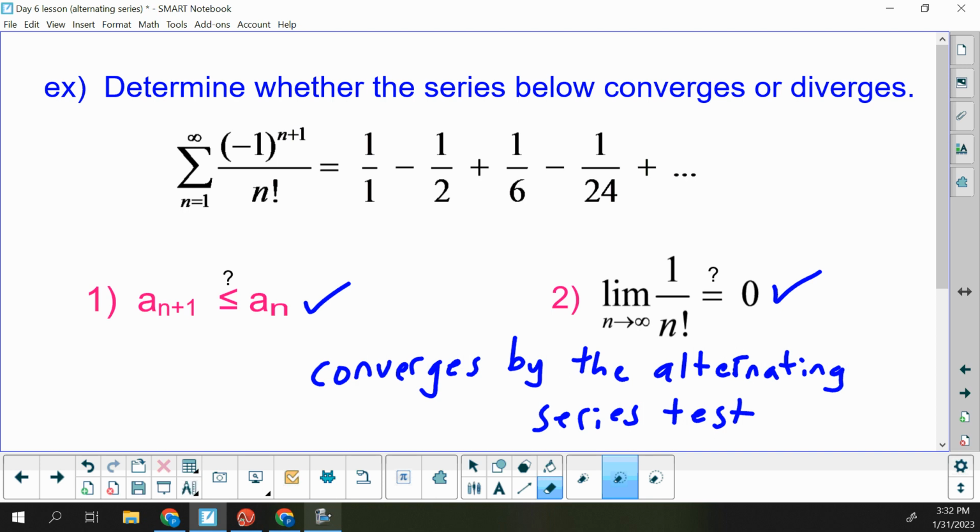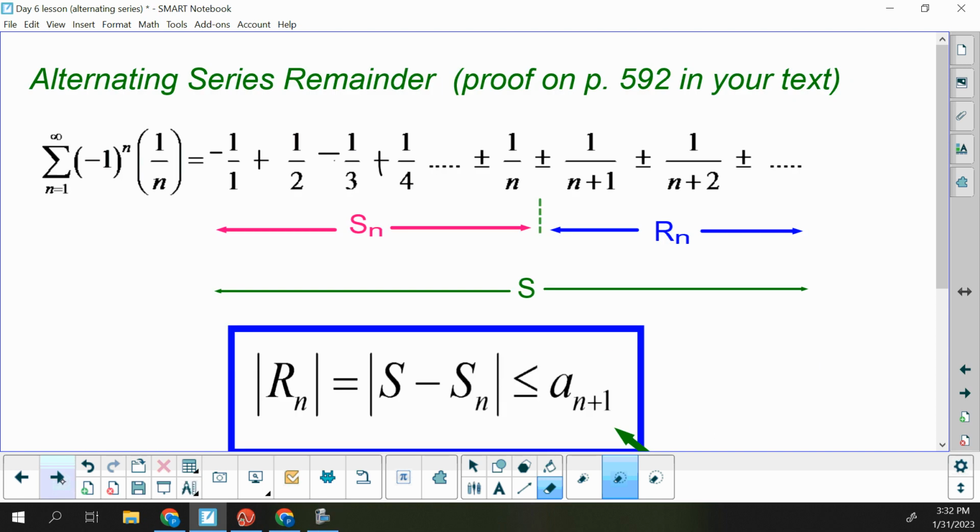So as you can see, alternating series test is one of the easier tests that we will see. And again, it's pretty easy to recognize because of the alternating signs. Now there's one more part for today, and it's called the alternating series remainder.